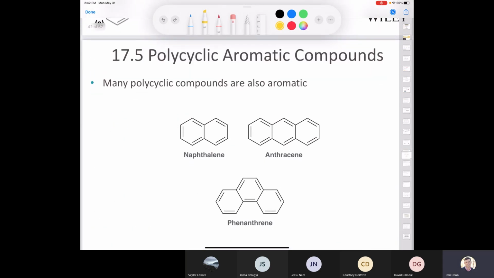Polycyclic aromatic compounds. Our book doesn't go into a lot of detail about polycyclic aromatic compounds, which sometimes they call PAHs, polycyclic aromatic hydrocarbons. Anyhow, these compounds are also aromatic. You can see here that in naphthalene, for example, we have 1, 2, 3, 4, 5 pairs of electrons, so that's an odd number. Here we have 7 pairs. Here we have 7 pairs. So these are also aromatic compounds.